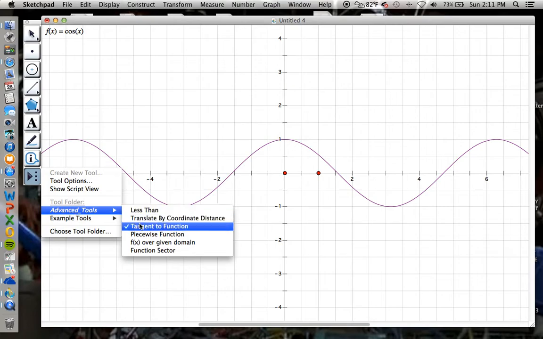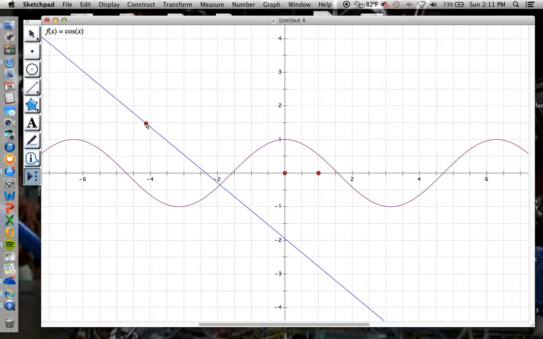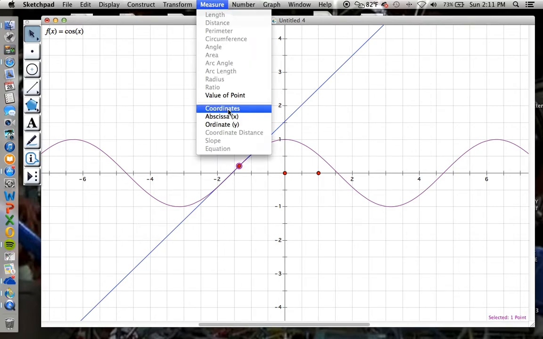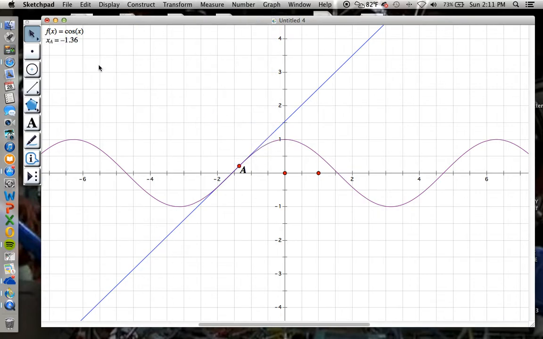So let me do that real quick. Tangent to my cosine function. And there we go. And what I want to do is take this x value of that point along the curve, and measure that x value. See what that value for x is. And then I want to measure the slope of my tangent line.